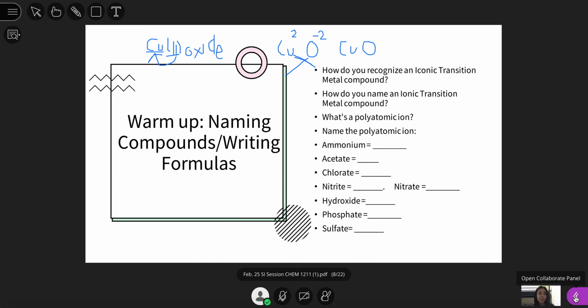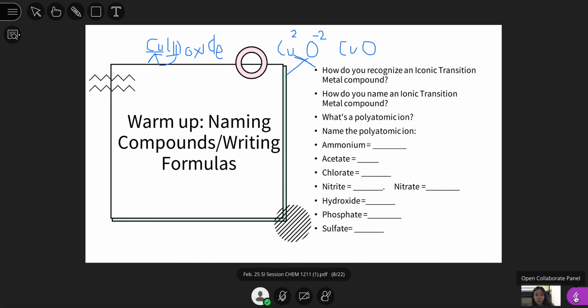And then always simplify it too, because it would just be Cu2O2, which you don't want. So you just simplify it to CuO. Are we good on that? No confusion? Because this one's probably the hardest to name, but it's not too bad, I think. So I'm just going to say, okay.